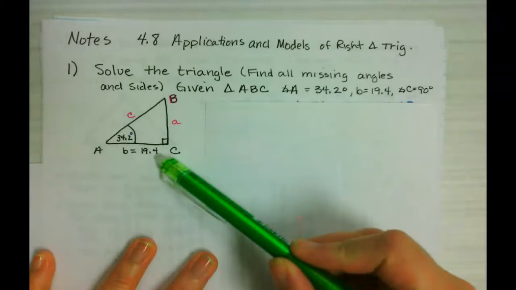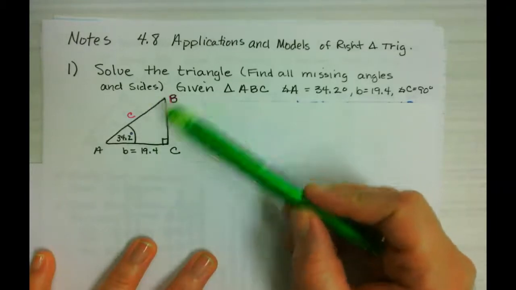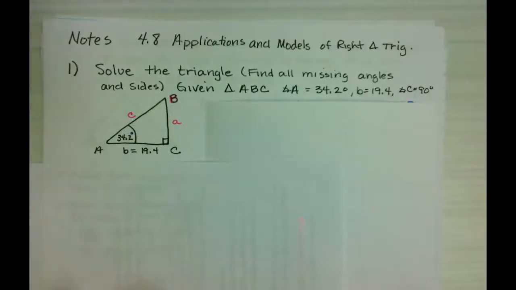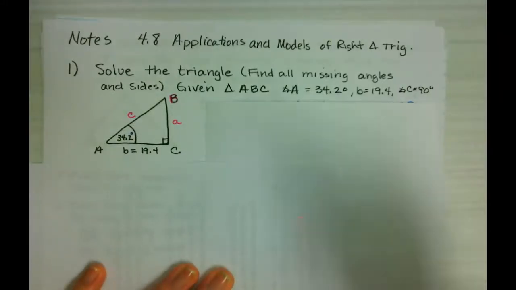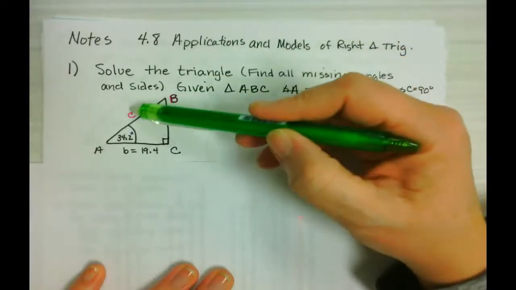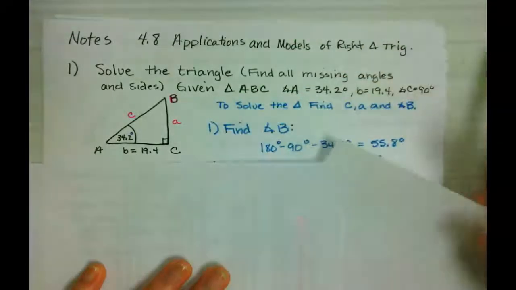So then we have the length of B, and remember we said that the side B goes across from angle B, so this is side C, this is side A. All the sides are lowercase letters, all the angles are uppercase letters. So now that I have everything laid out, what is it I don't know? I don't know the length of this side, I don't know the length of this side, and I don't know this angle. So those are the things that I am going to find.